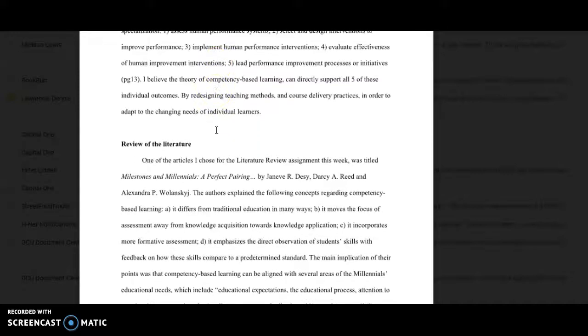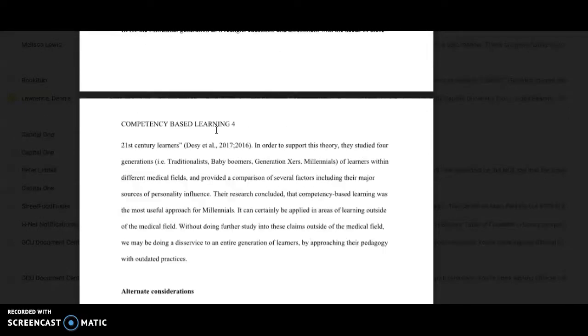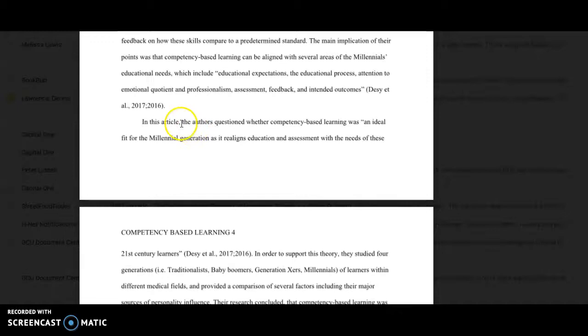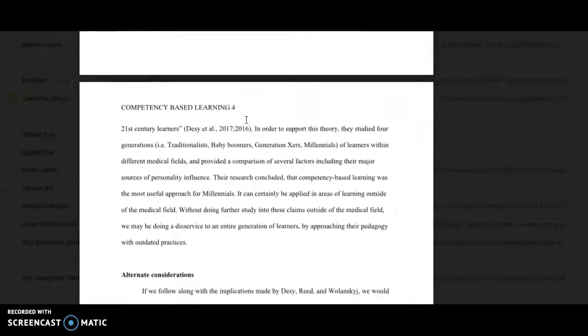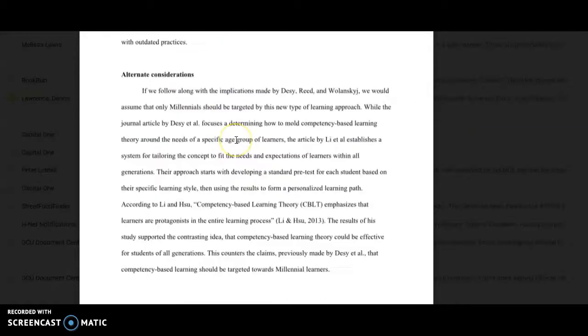But the biggest thing about all of this is I think you're doing a good job writing. It's just a matter of the syntax. Instead of saying "in the article, the author," just begin with the author's name, and then use the in-text citation as you do here. "We would assume that millennials," so this is good here.